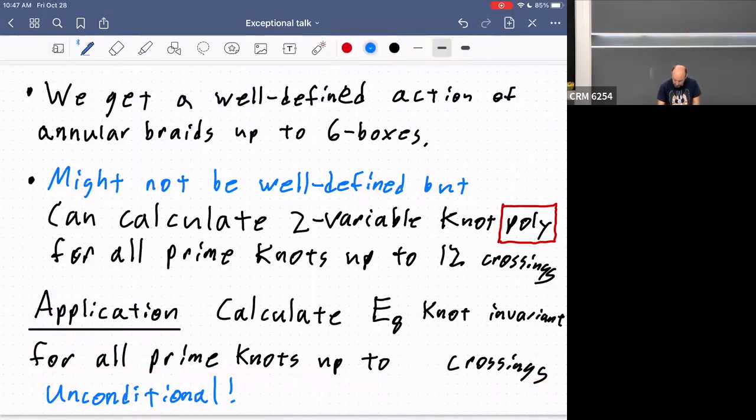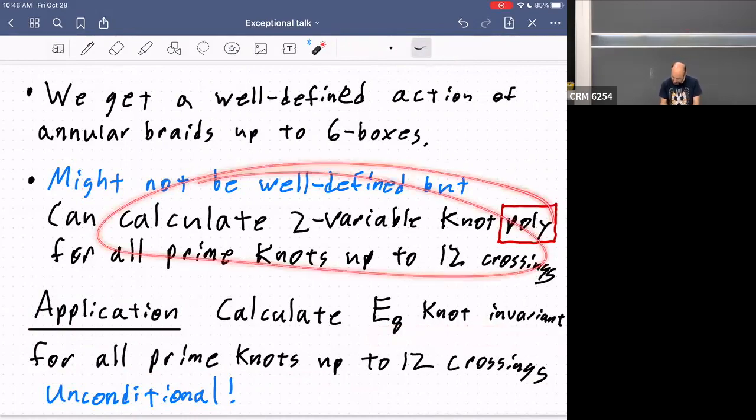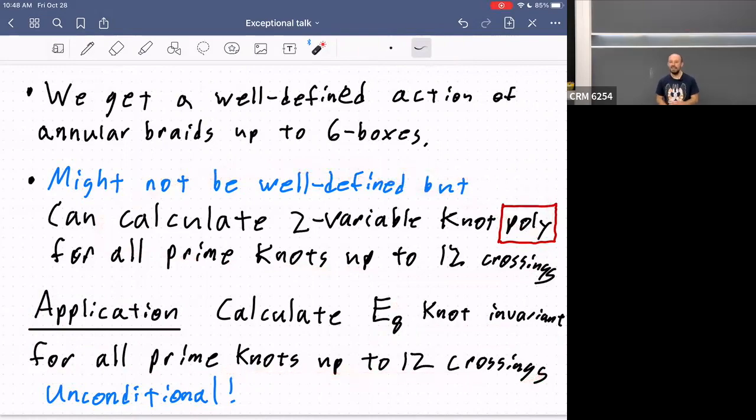We can do links up to 11 and knots up to 12. And this is unconditional because we know that the E8 knot invariant exists and satisfies all these relations. So whatever calculation we did here, we can actually do this. And this is actually the state of the art for computing E8 knot polynomials. No, the state of the art before was bad.